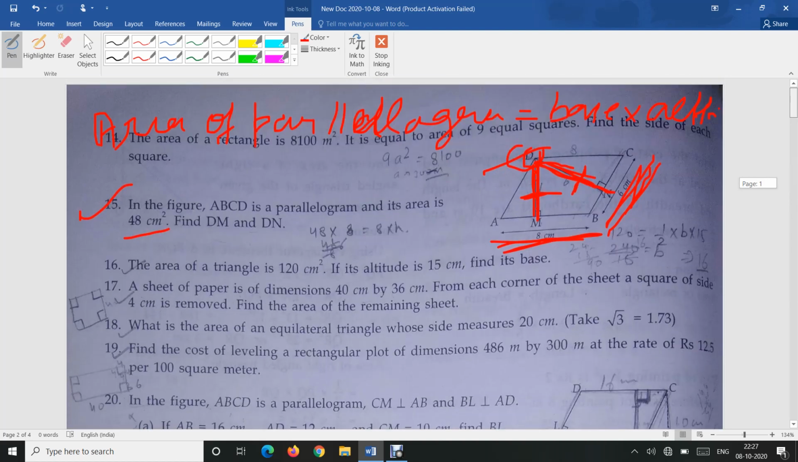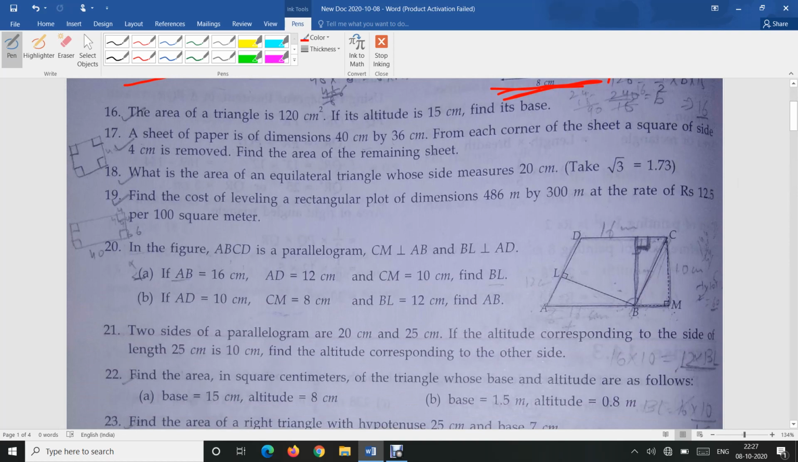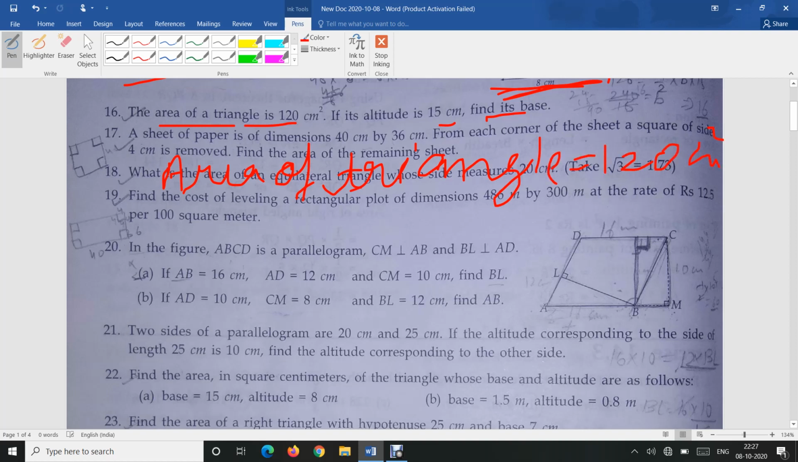Now let's see the next question, which is question number 16. In this question you are asked that the area of a triangle is 120 centimeter square. If its altitude is 15 centimeter, find its base. There is one thing, that for the area of a triangle you have to apply the formula for area of a triangle. Area of the triangle is 120 centimeter square, which is given. Now the formula for the area of a triangle is half multiplied by base multiplied by height is equal to 120 centimeter square. You can put it equal.